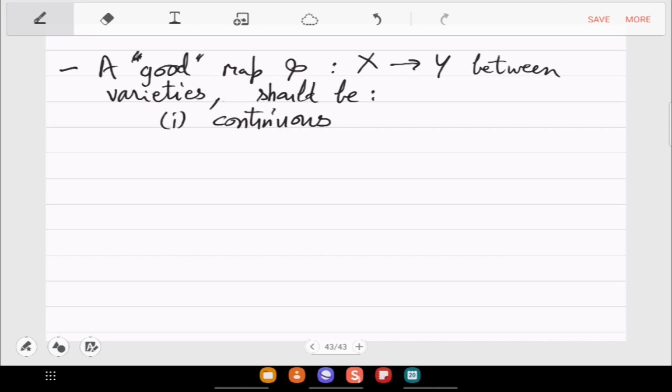So it should carry over the topological property well, which means that for any open set V of Y, the pre-image should be open in X. That is clear. You want that property. But you now also want the regular functions on top of X and the regular functions on top of Y. They should somehow be connected through Y. So it should take care of the following.